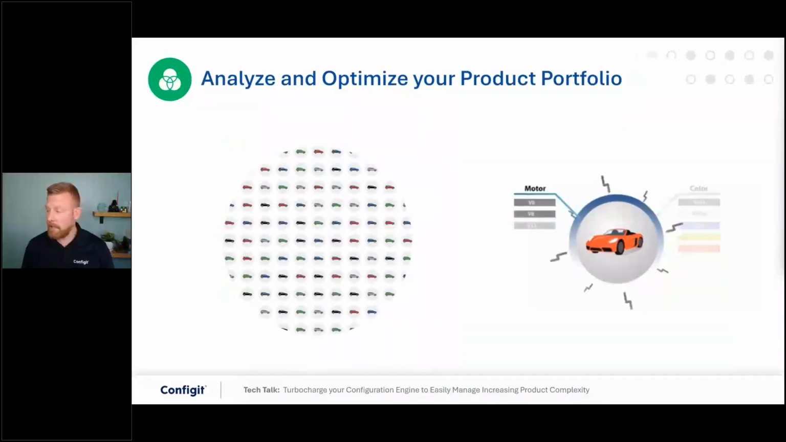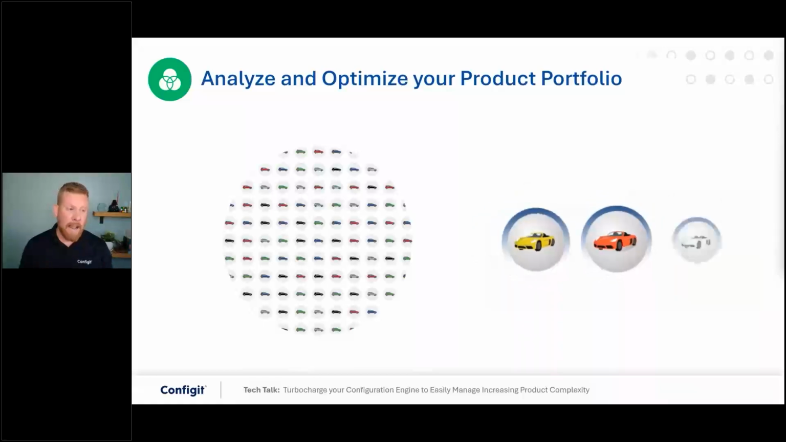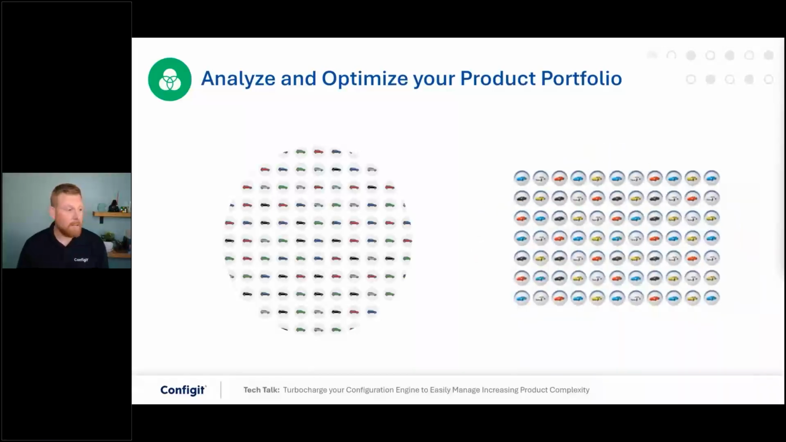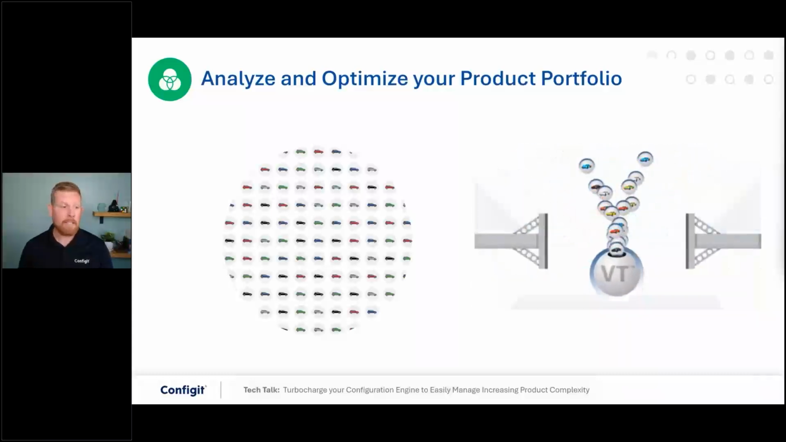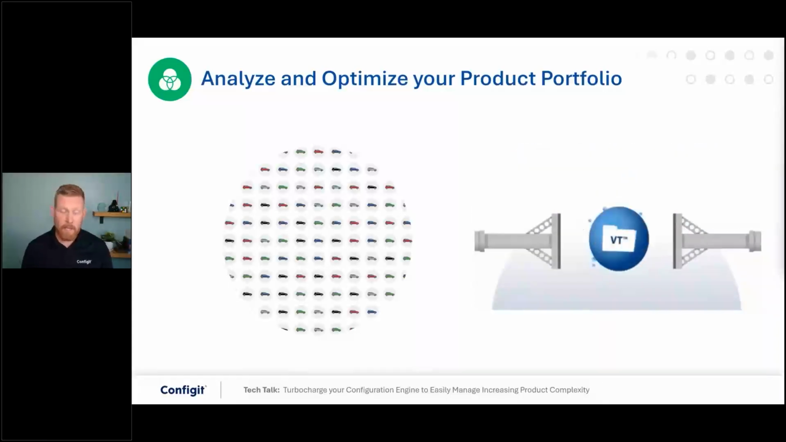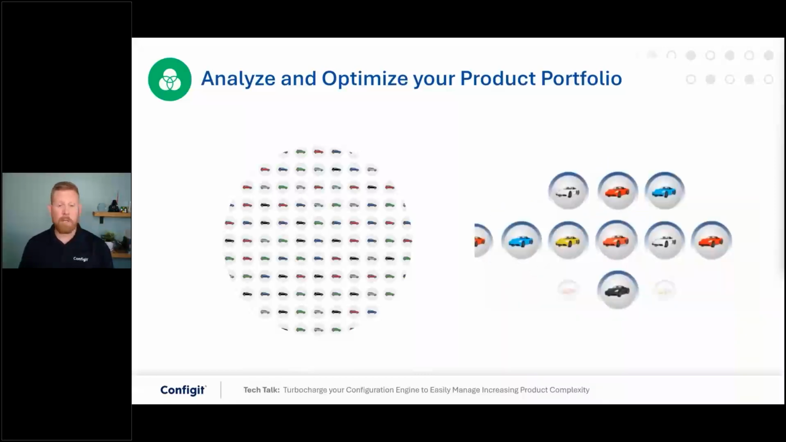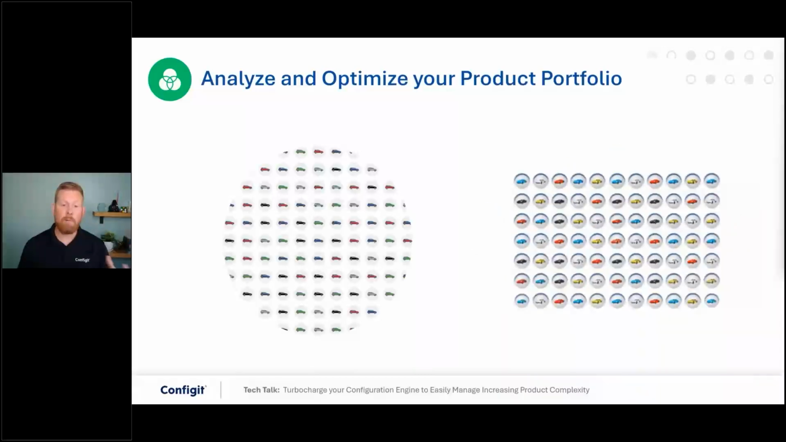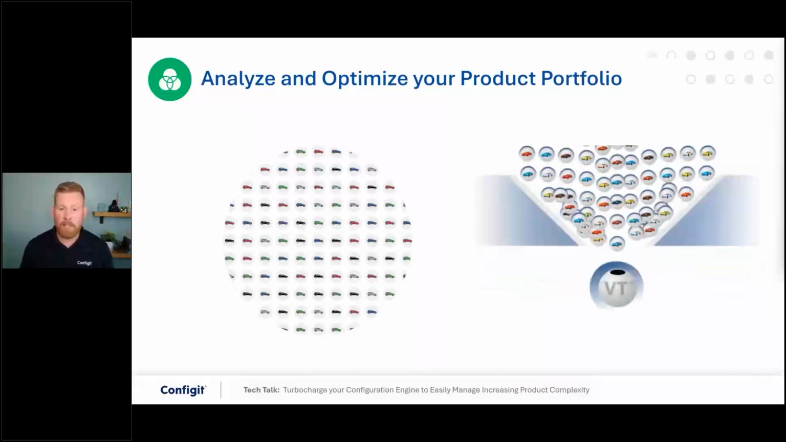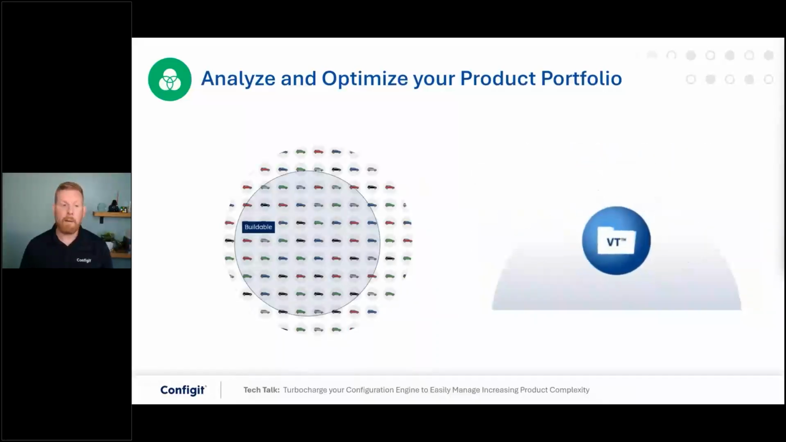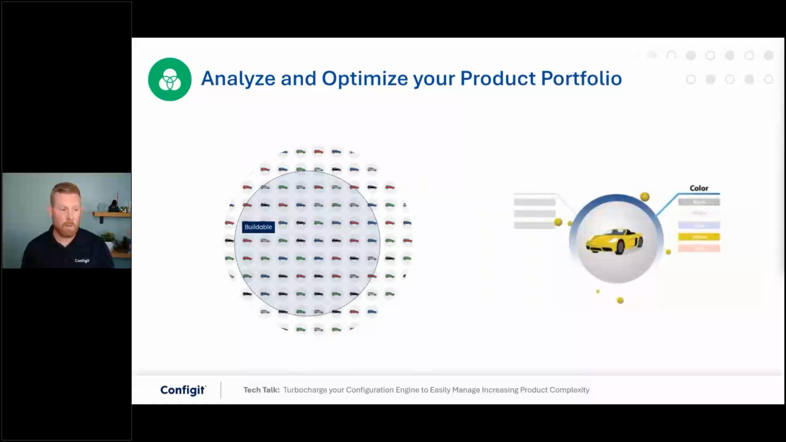The last thing here is the analysis and optimization of your product portfolio. Something else that Configit offers that's truly unique is something that we call solution space. Solution space involves understanding all of the possible valid permutations inside of your product offering. So if we were to look at the image on the left, that may represent all of the permutations that could be configured, but maybe only a portion of those are actually buildable.